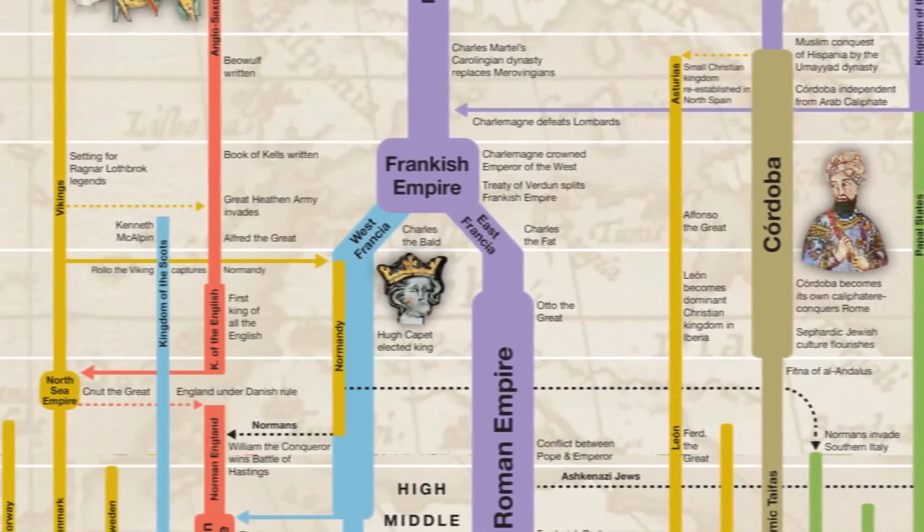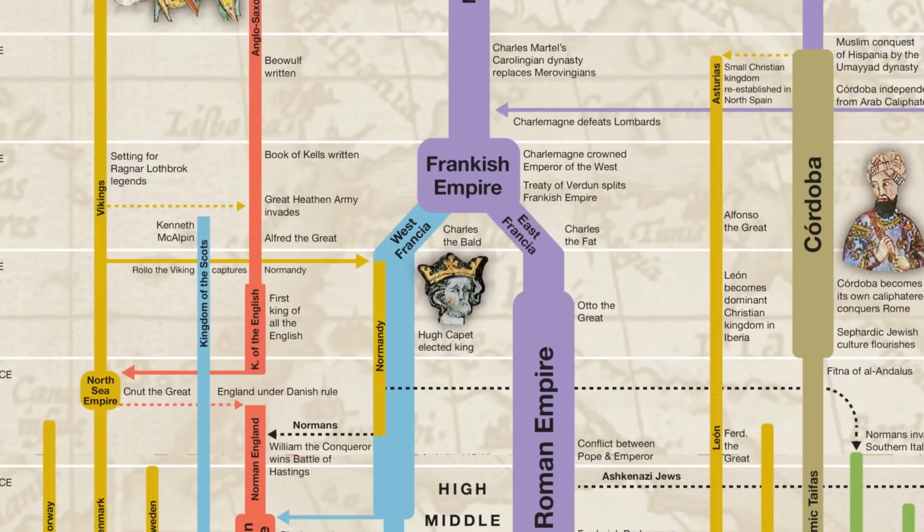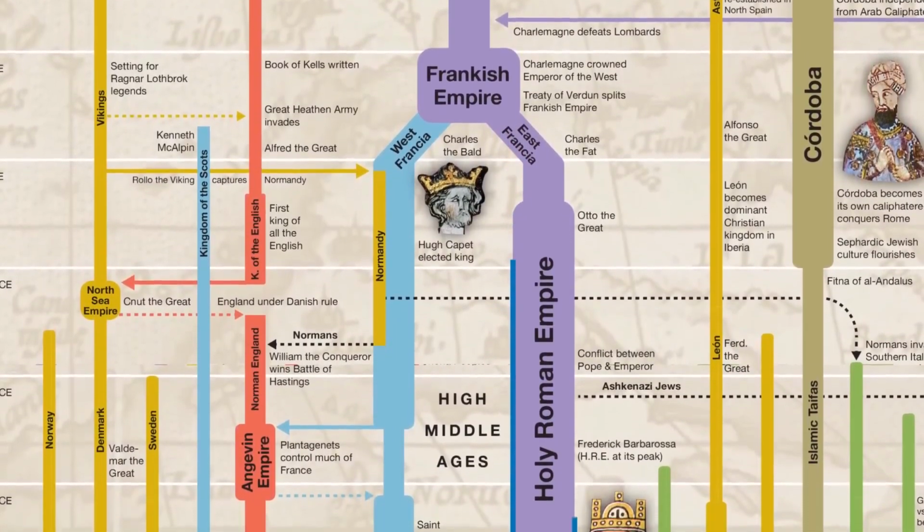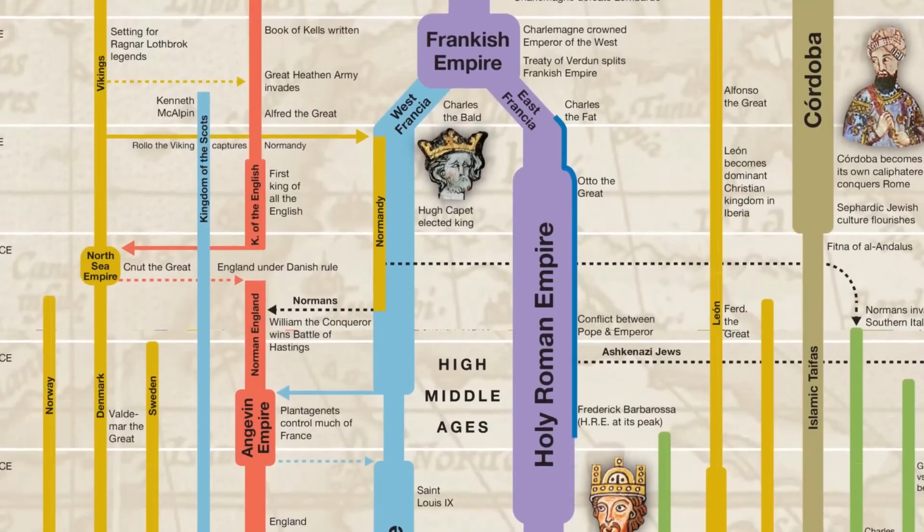But back to the Franks. The Frankish Empire eventually split into two main parts. West Francia went on to evolve into France, whereas East Francia, which held on to the title of emperor, went on to evolve into the Holy Roman Empire, which was mostly located in what is today Germany.